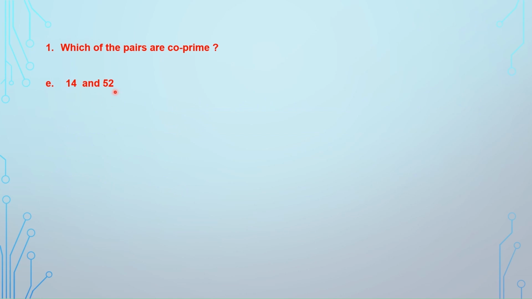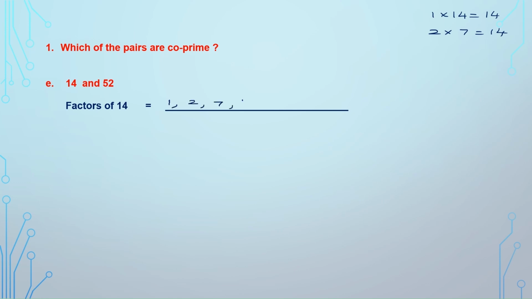Next one is 14 and 52. So first step, let's find the factors of 14. So 1 into 14 is 14. Then we can go to 2. 2 sevens are 14. Nothing else will give us 14. So 1, 2, 7 and 14 are the factors of 14.